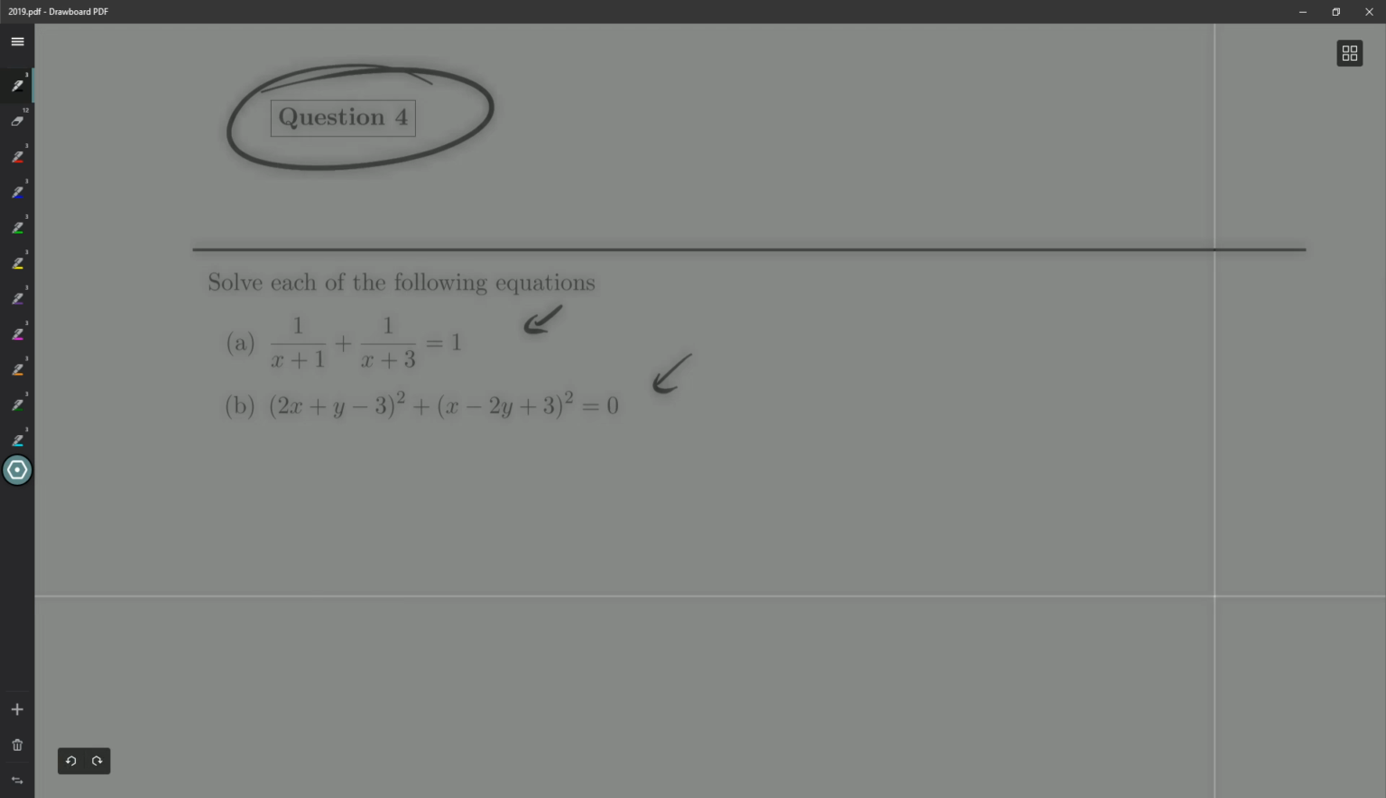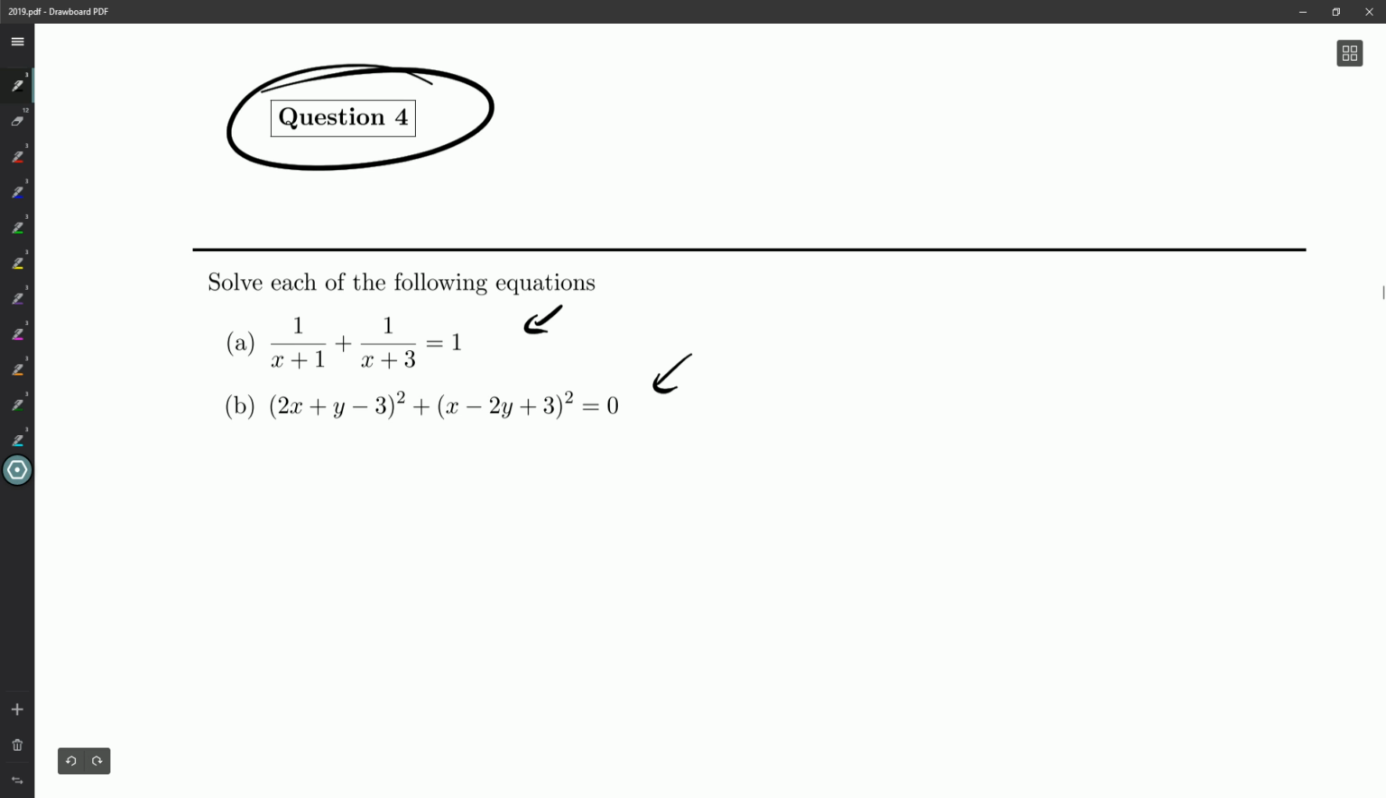All right, now there was a b part. So we've got 2x plus y minus 3 squared plus another square here, x minus 2y plus 3, and it's equal to 0. Now that's kind of interesting, because how in the world can you make sums of squares equal to 0? So we know anything squared is always greater than or equal to 0.